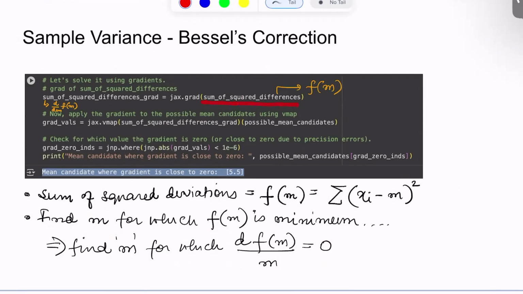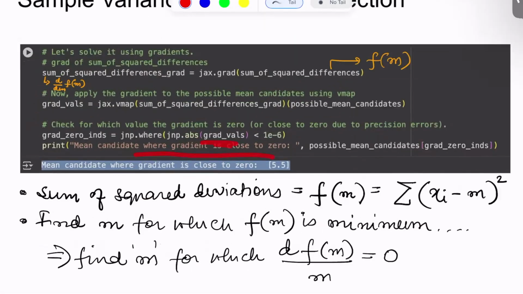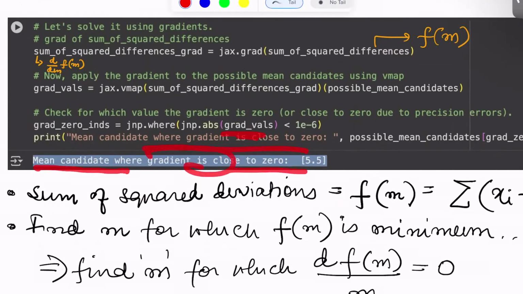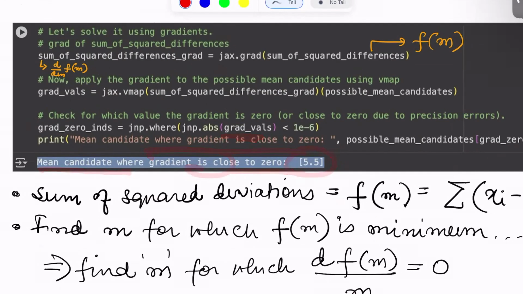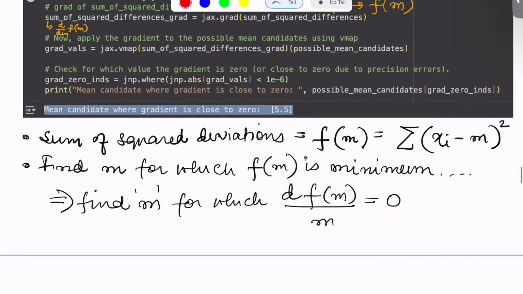We can have this function f of m here, the sum of square deviation, and we can calculate the derivative. This function will calculate the derivative or the gradient, and then we can pass in all the possible values that were there in the list, so that we can find for which particular m the derivative is actually equal to 0. So we'll get the values here, and we are not exactly checking for 0, because there could be some precision errors; we are simply checking for which particular m the value is very close to 0. And if we see here, we find that the mean candidate where the gradient is very close to 0 is again 5.5, and this is again equal to the sampled mean. So what information are we getting from this?